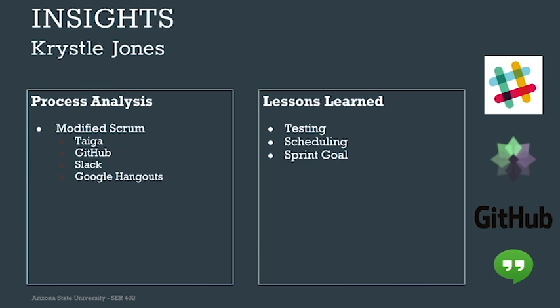Sprint goal. Limiting the sprint goal too much can cause bottlenecking. Taking more time to define the sprint goal so that it is not too broad or restricting can help prevent this issue. This concludes our review.